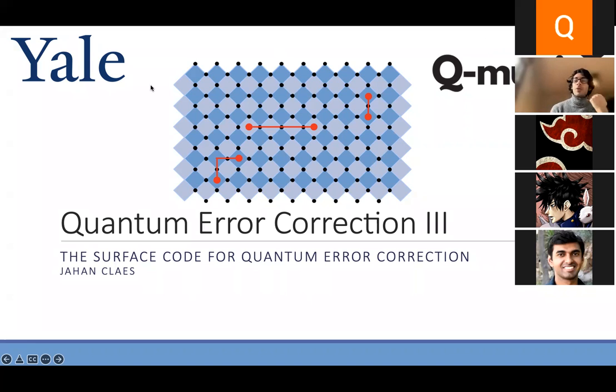And so in the first week, what we talked about was essentially why we need quantum error correction.